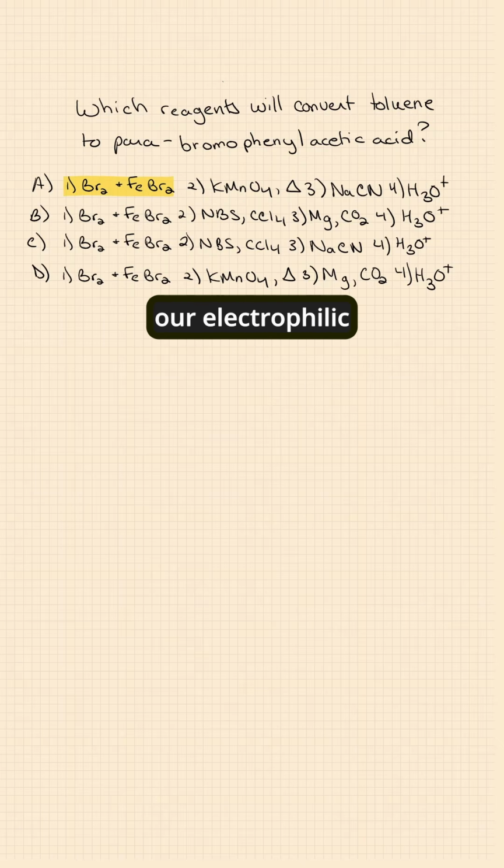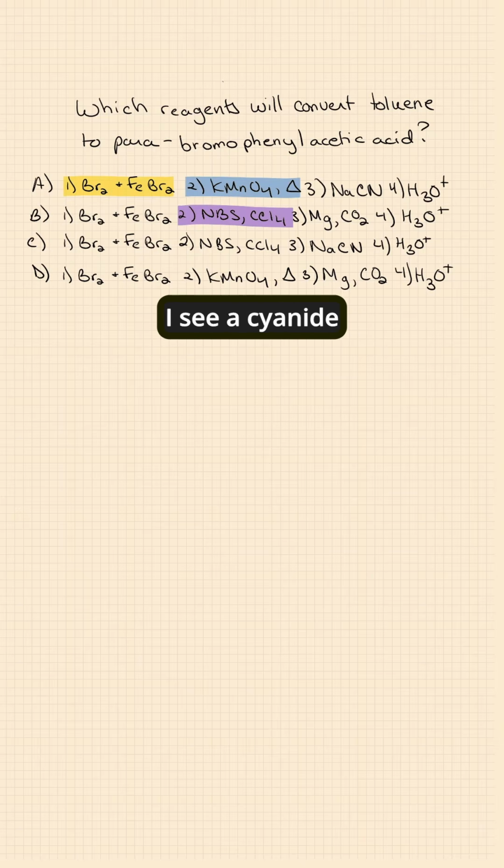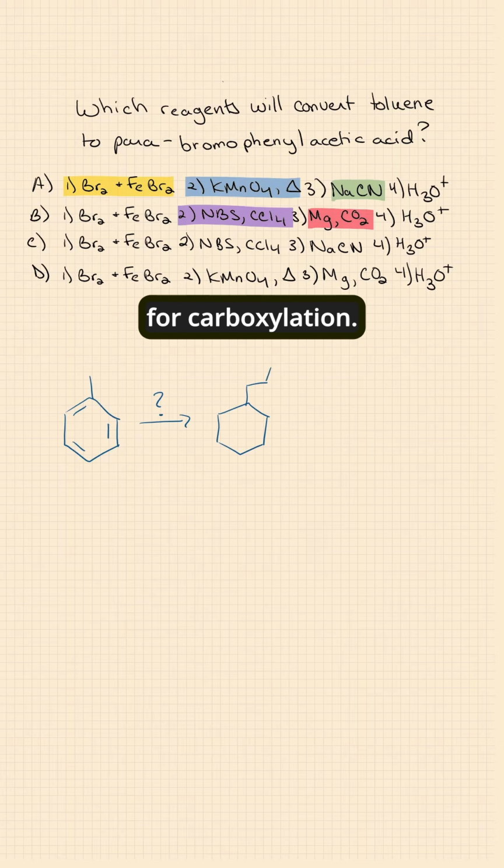That's going to be our electrophilic bromination. That's going to give us our para-bromotoluene, so that takes care of the first part. Then we see some KMnO4 for carboxylation through oxidation. We see some NBS for vinylic bromination. I see a cyanide for making a nitrile through SN2 attack. Then we see magnesium and carbon dioxide suggesting a Grignard reagent for carboxylation.